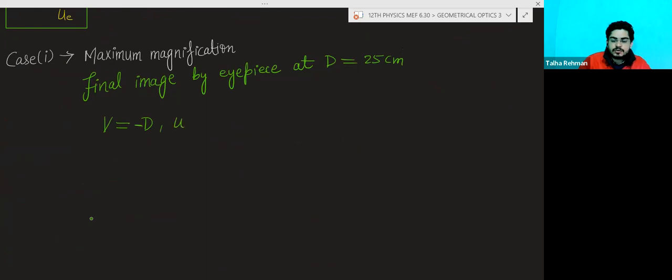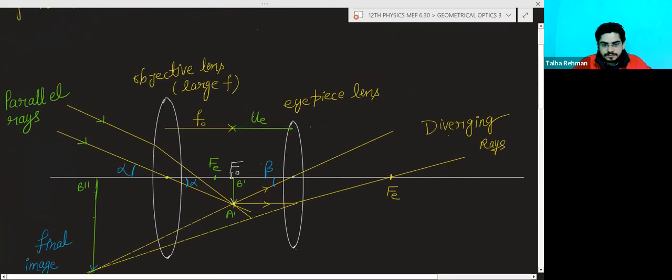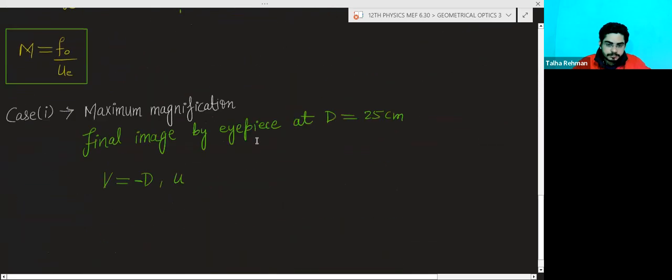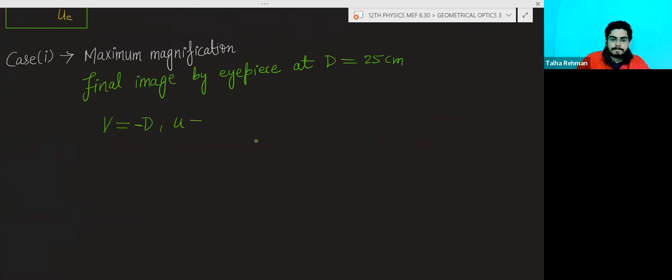And the object distance for the eyepiece lens is this UE. For measuring this UE, you have to move in this direction, from the pole, from the optical center. If you move in this direction, you are moving in the opposite direction of the incident light, then UE you will take negative, minus UE. And the focal length will be the focal length of the eyepiece lens.